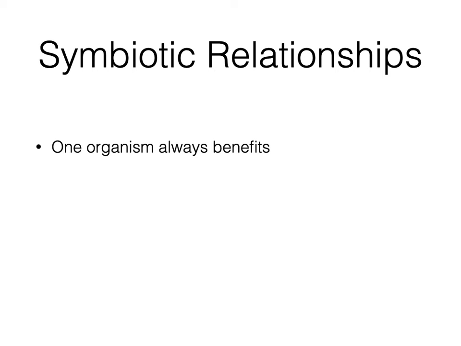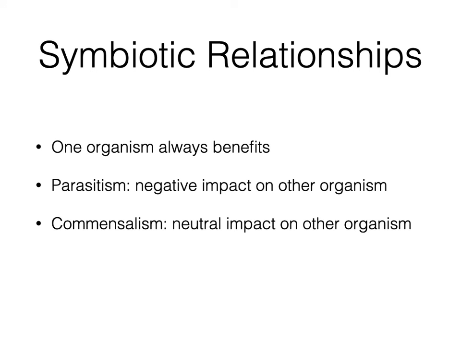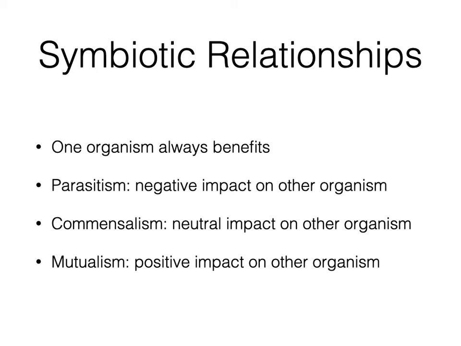But what distinguishes different types of symbiotic relationships is what happens with the other organism. And so when we're talking about parasitism, then while one organism is benefiting, the other organism is negatively impacted by that relationship. When we're talking about commensalism, while one organism is benefiting, the other organism is neutrally impacted. Like, it's not good necessarily or bad for that other organism. And when we're talking about mutualism, while one organism is benefiting, the other organism is also benefiting within that relationship.